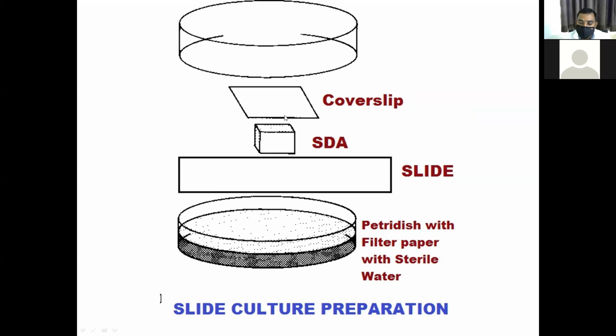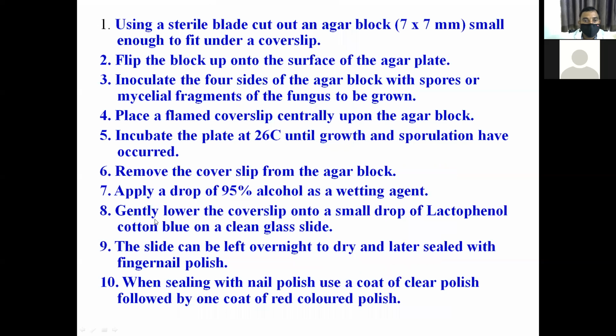This cover slip contains mycelia, which adhere to the glass surface. You inoculated the 4 sides, and this mycelia will adhere to the glass surface. They usually show microscopical characters. Gently lower the cover slip onto a small drop of lactophenol cotton blue on a clean glass slide.